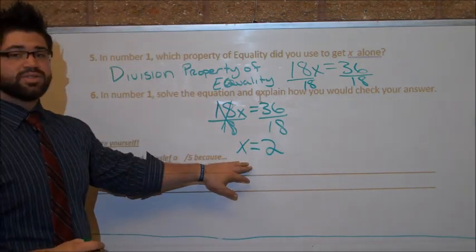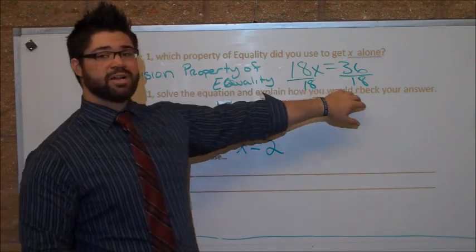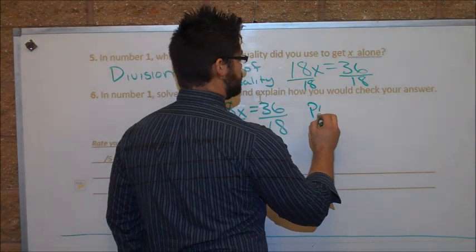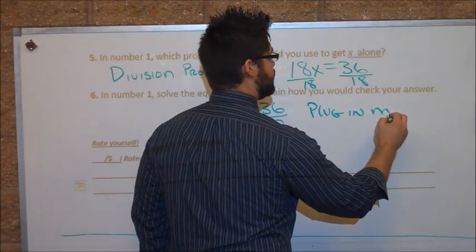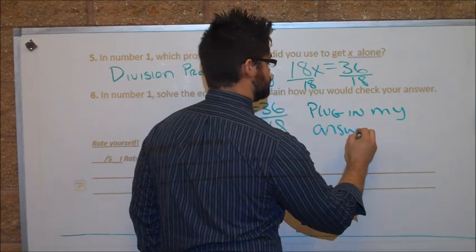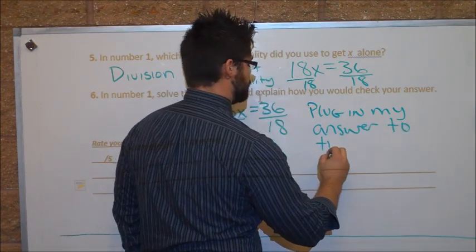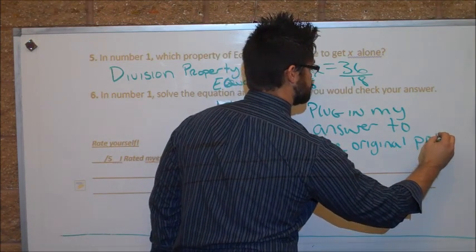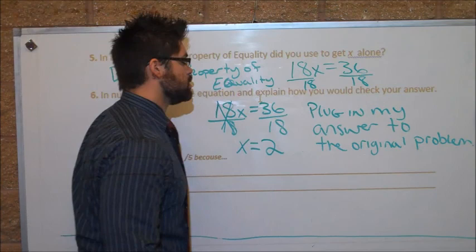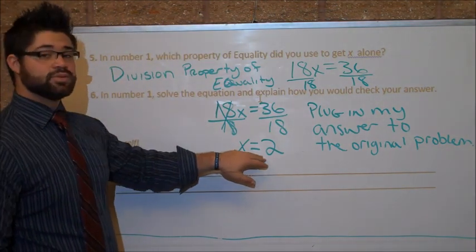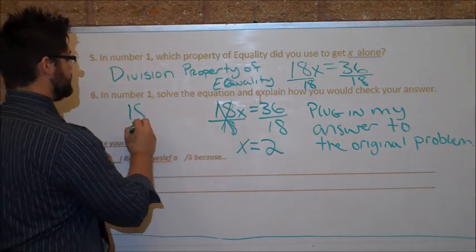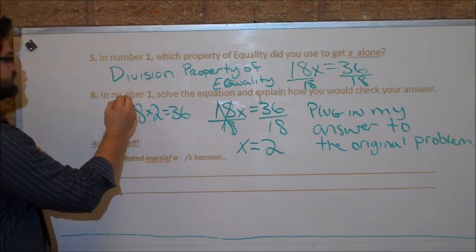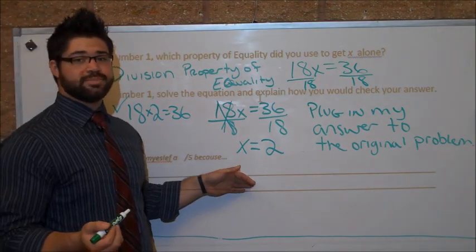So to solve it, x equals 2, but remember I'm not finished. How would I check my answer? I have to explain that, and so I'm just going to say, I'm going to plug in my answer to the original problem. So remember, if I plug in x equals 2 for my x now instead, so 18 times 2 equals 36. And 18 times 2 is 36, so my answer works, I know it's correct.